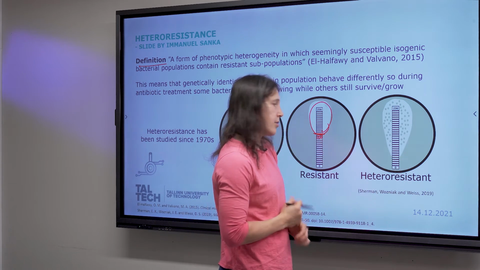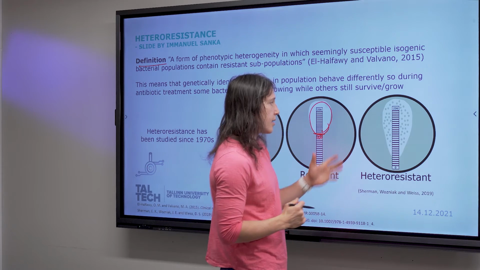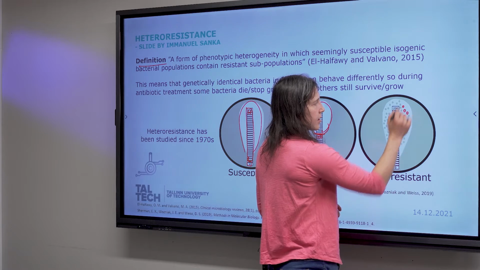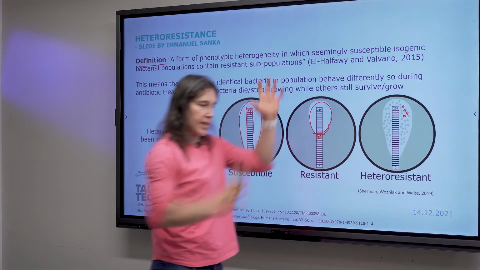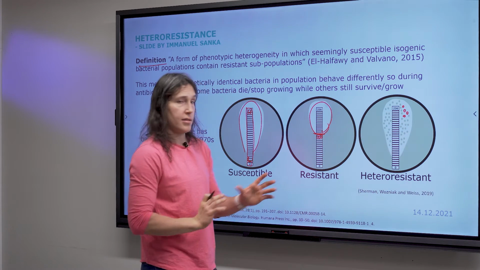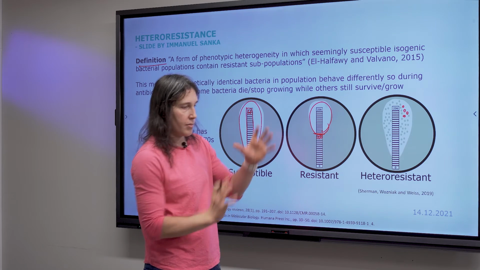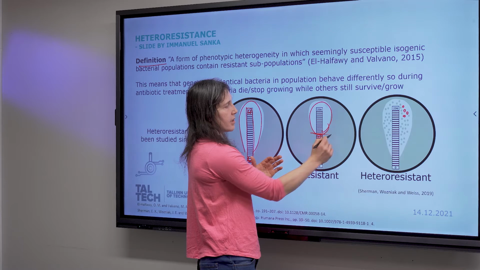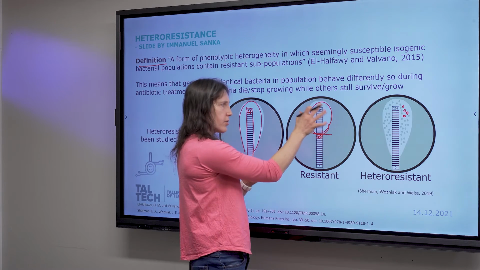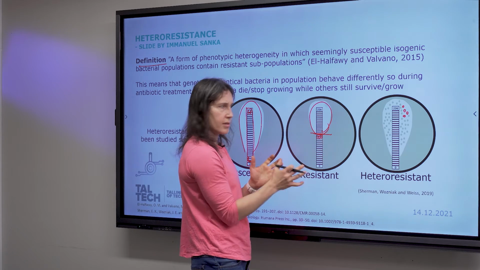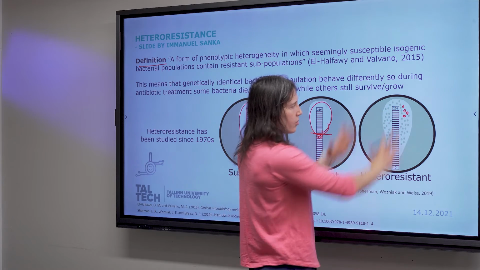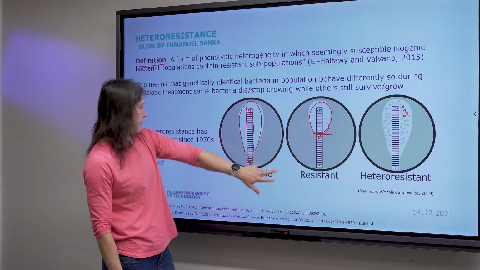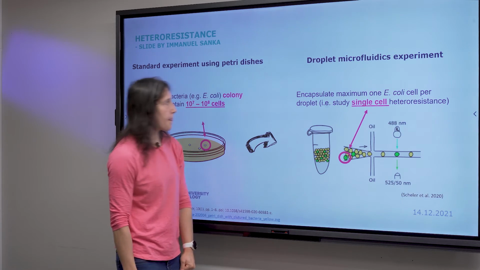But in heteroresistance, you can actually see these patches of growth in between. So you have this big area where some bacteria die and some still grow at different concentrations. So there is no standard limit. We can't say from here they are killed and below they are not killed. Here we don't really know, because some grow, some don't.